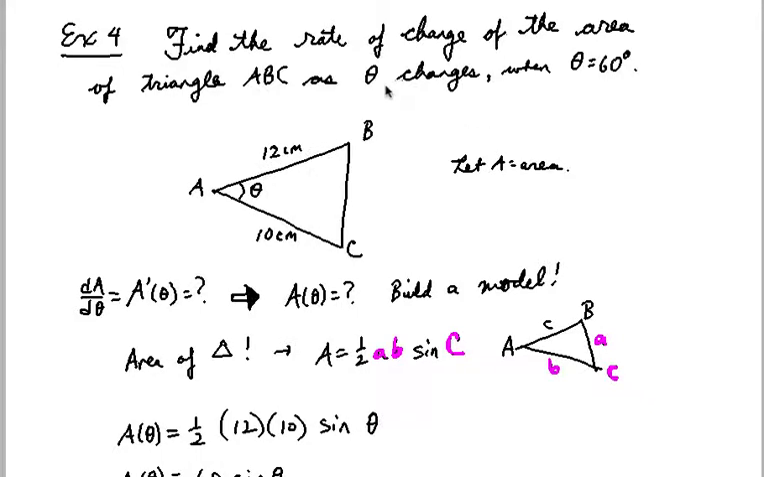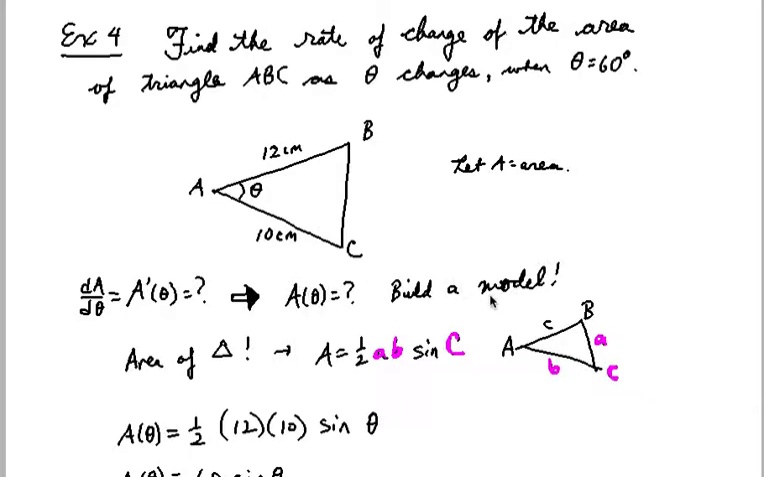and my function area will be a function of theta. Okay, because I need to find the rate of change of the area with respect to theta. So let's let A be equal to the area, and so we're really looking for dA d theta, which means I need to find A of theta. What function can I build?